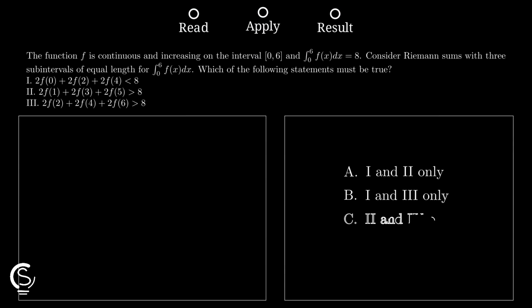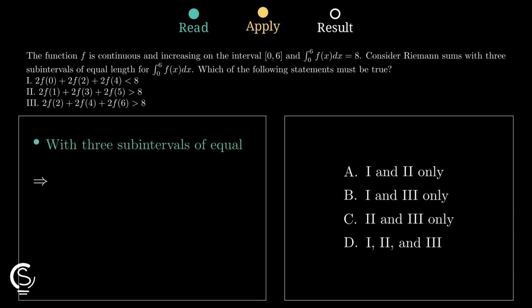First, we divide the interval from 0 to 6 into 3 equal parts. Each width is 2. Statement 1 uses the left endpoints, which are 0, 2, and 4. Watch this. Since our function is strictly increasing, the left Riemann sum will always underestimate the actual area. That means the sum in statement 1 must be less than 8. It is true.